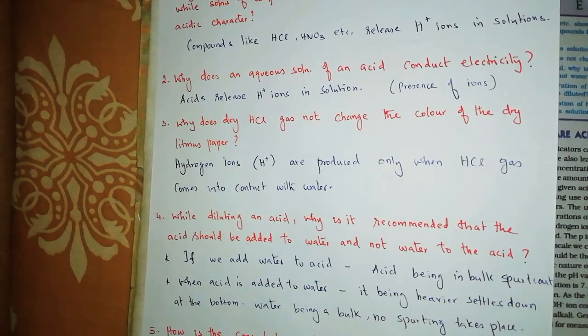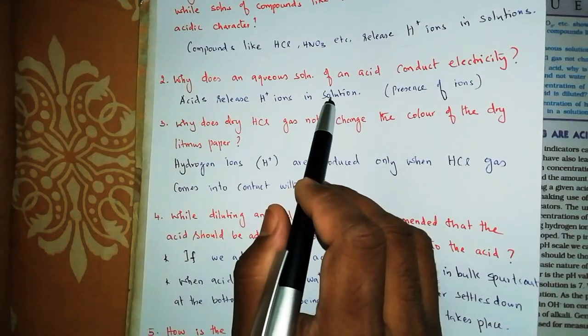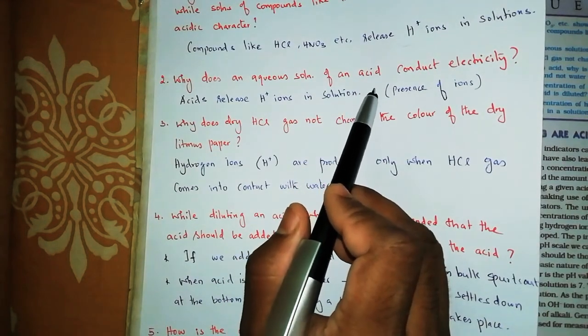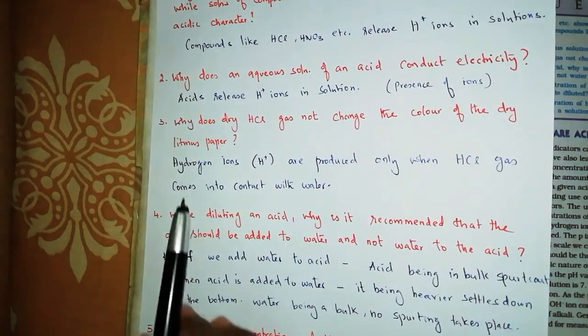Second question, why does an aqueous solution of an acid conduct electricity? And you all know this: because of the presence of ions in acids, that means they have H plus ions. They produce ions, and that is the reason they conduct electricity.